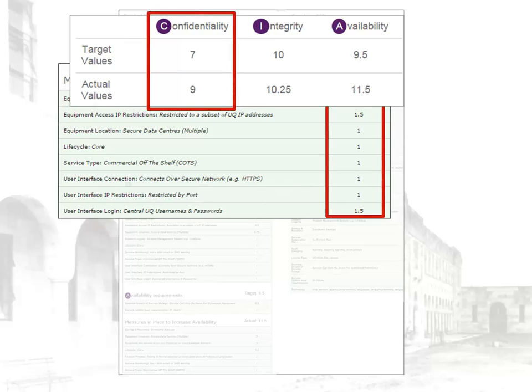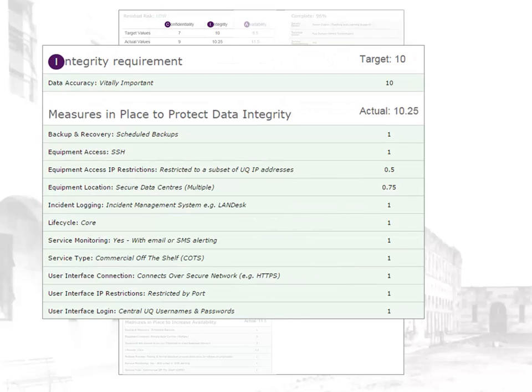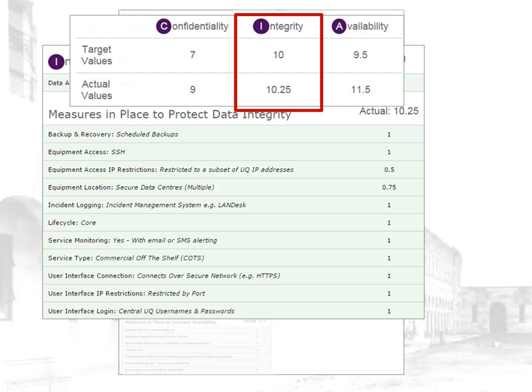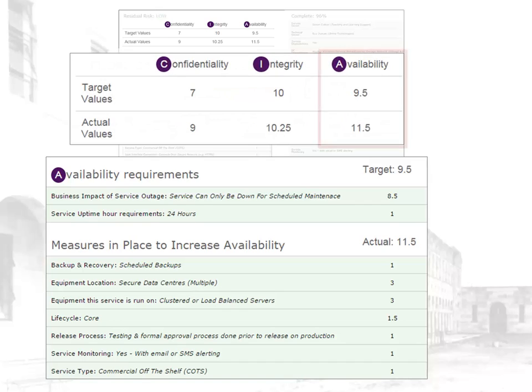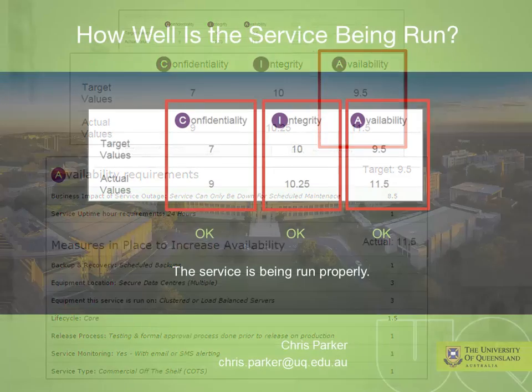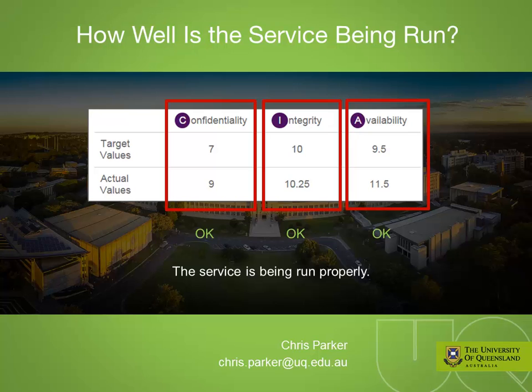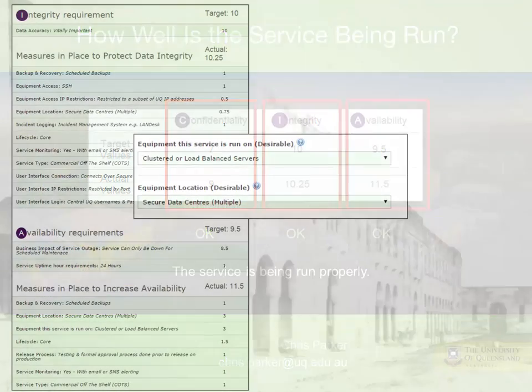We can do the same for integrity. Looking at the answers to the questions, we can determine the integrity requirement as well as the controls in place to protect the integrity of the data. Here we are achieving our integrity target. And again, for availability, we can determine availability targets and the controls in place to achieve those. In this case, we are achieving our targets for availability as well. So in this instance, we can say we are running this service properly.